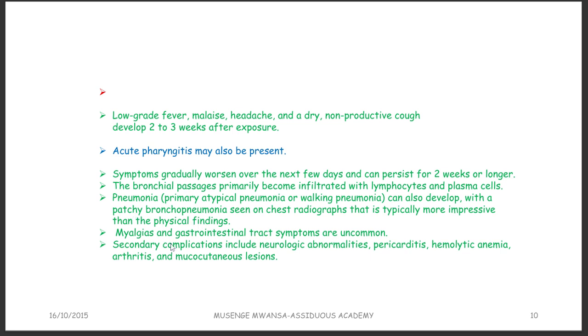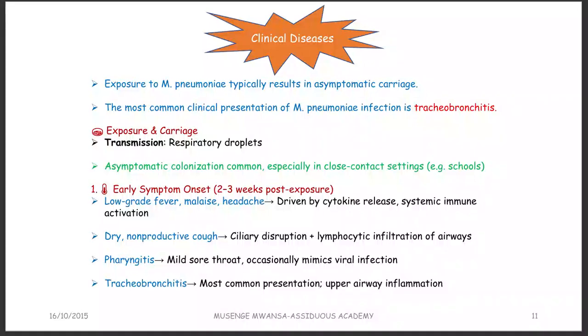So the physical findings might not be that bad, but when you do a chest X-ray, you'll be able to see this patchy bronchopneumonia. Okay, myalgia, the pain of the muscles, and gastrointestinal tract symptoms are very uncommon. Secondary complications include neurological abnormalities, like disturbance of the central nervous system, pericarditis, inflammation of the pericardium, hemolytic anemia, arthritis, mucocutaneous lesions. These are secondary complications that can happen later on.